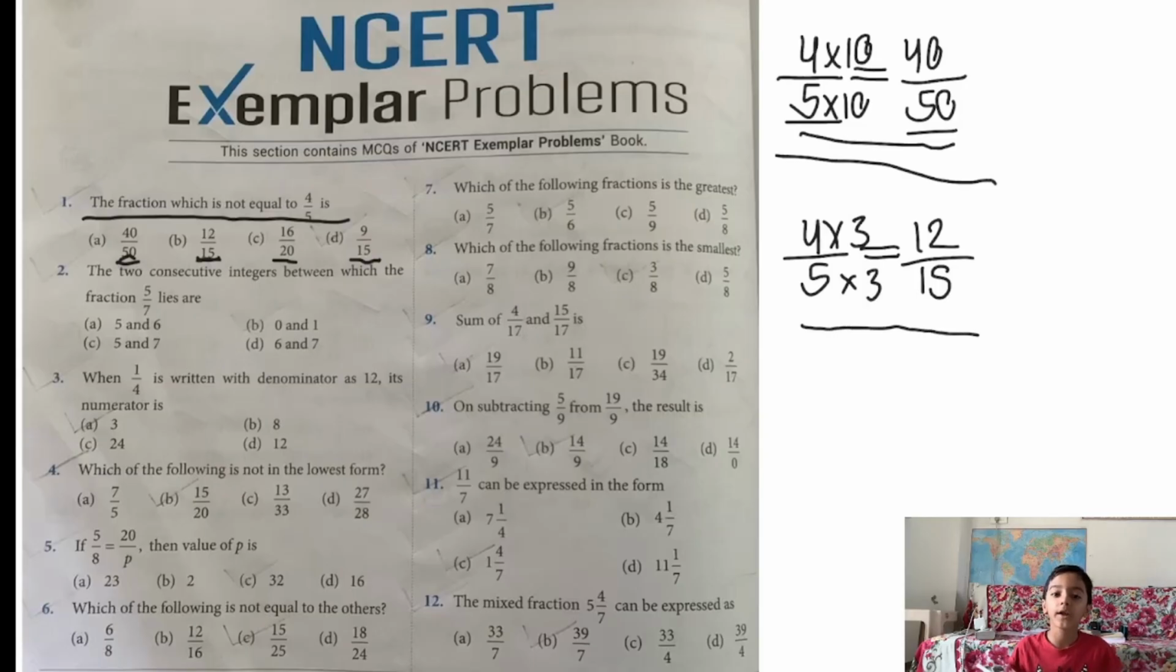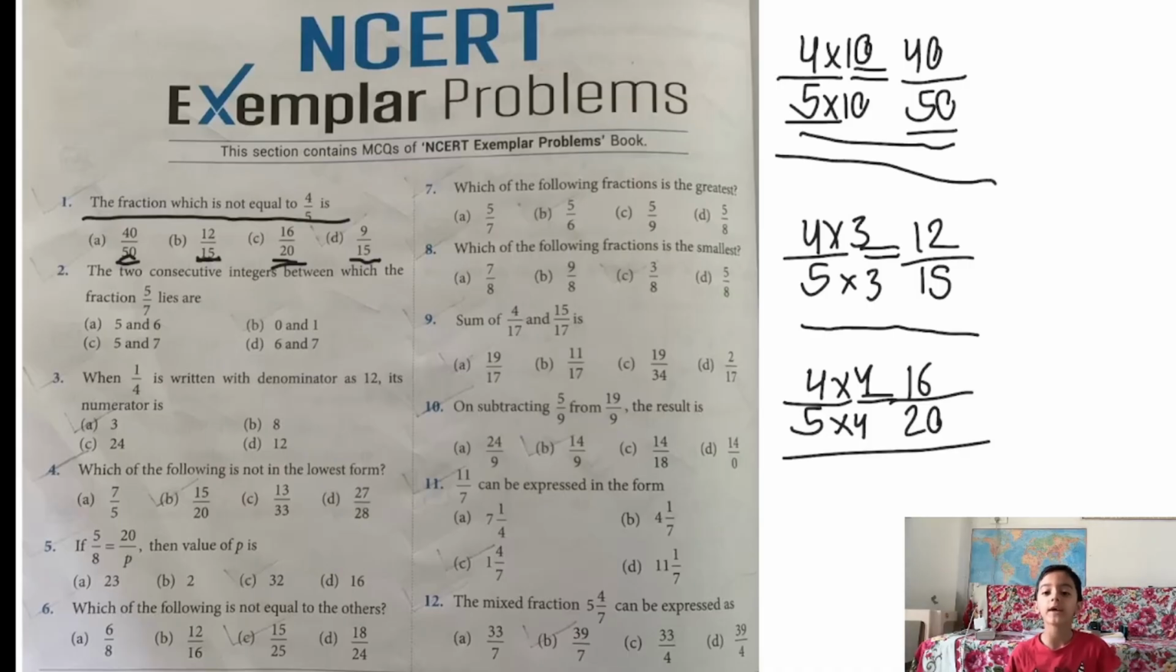Now let's jump on to the next option, which is 16 by 20. So here we are saying that 4 by 5 is equal to 16 by 20. Here we are multiplying the numerator, which is 4, by 4 to get 16. 4 multiplied by 4 is equal to 16. So we'll multiply the denominator also by 4, because if these both are equivalent fractions, the numerator and denominator have to be multiplied by the same number. So we'll multiply the denominator by 4 also. 5 times 4 is 20. So here we can see that 4 by 5 and 16 by 20 are equivalent fractions.